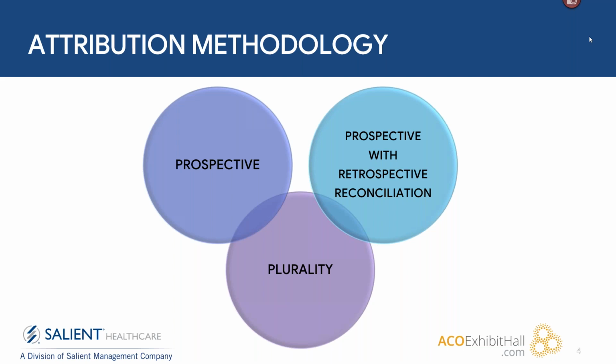Now, next, let's take a look at prospective attribution with retrospective reconciliation. Now, this is the most common attribution methodology. With this option, you receive your list of beneficiaries at the beginning of the year, and then CMS does monthly adjustments based upon quarterly attribution file. You can both lose and gain patients on a quarterly basis.